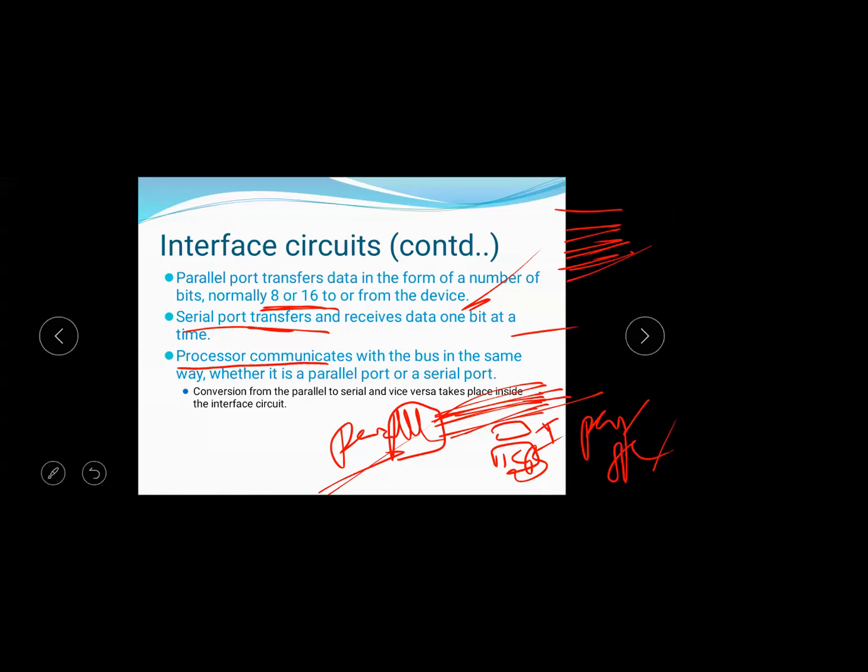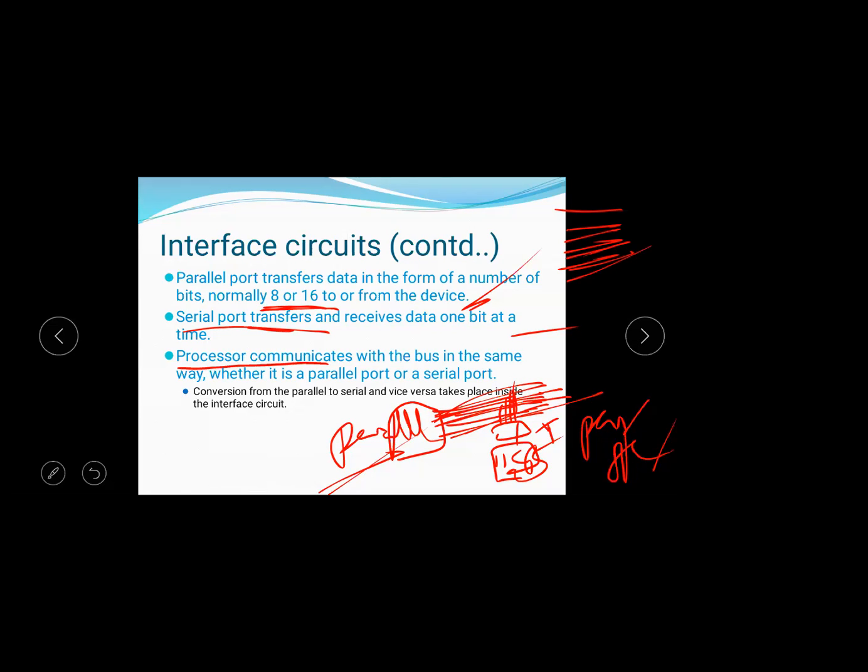Serial to parallel or parallel to serial, the conversion takes place inside the interface circuit. If the data is transmitted from the input device to the interface circuit serially, but the data is transmitted to the bus lines in parallel, then the interface converts the serial data into parallel data. The interface automatically converts the serial data into the parallel data, and then the data is transmitted to the processor very easily.